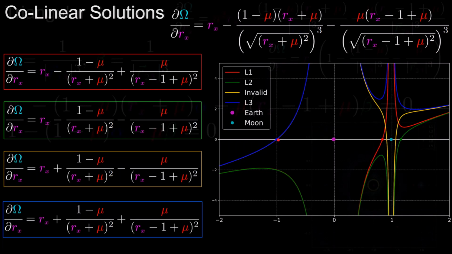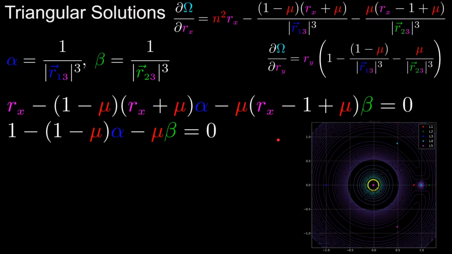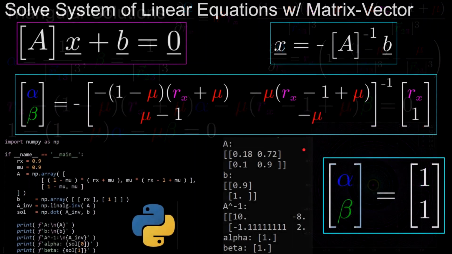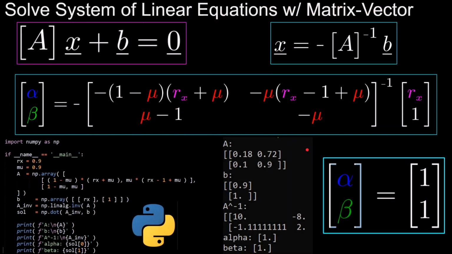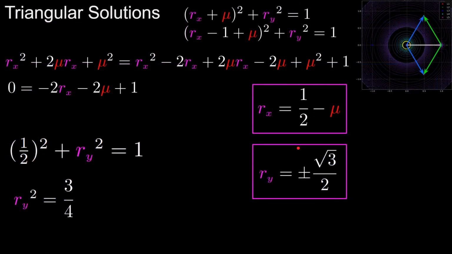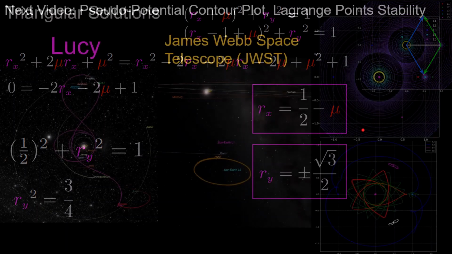Lagrange points. Then move on to the triangular solutions L4 and L5, where we linearize our two equations with two unknowns to be able to solve for the norm of the position vectors with a matrix vector method, which tells us that the solutions form an equilateral triangle with the two bodies, and then algebraically solving for the specific xy coordinates.